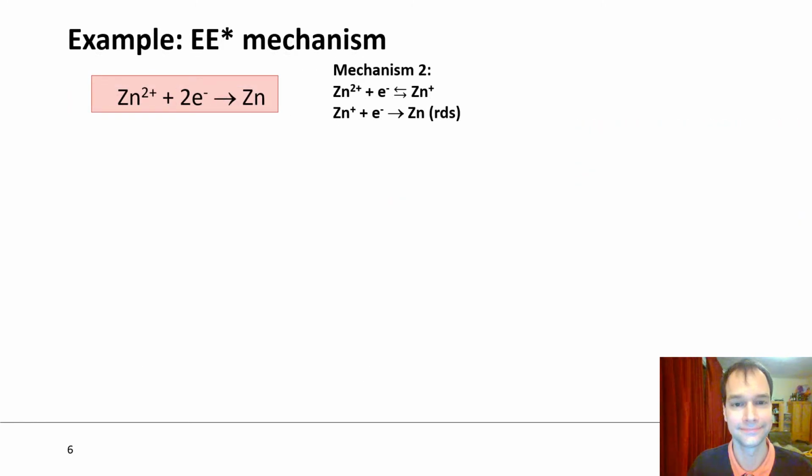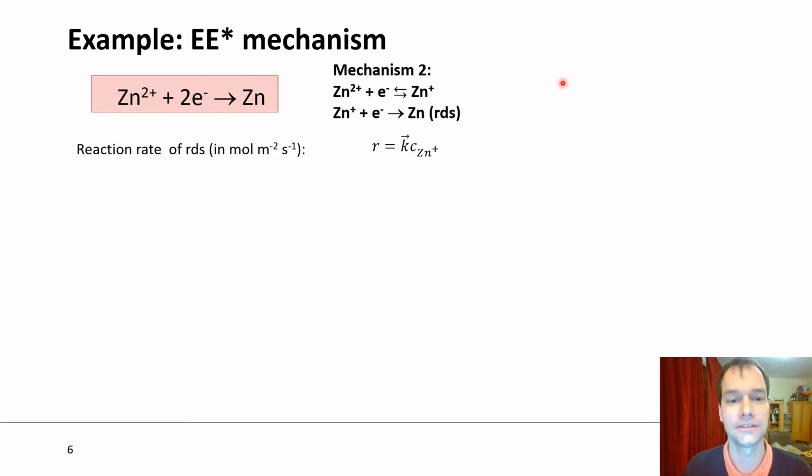Now let's look at the second possible mechanism, and that is that not the first step is rate determining, the formation of Zn+, but the second step is rate determining, namely the formation of Zn. This means that the first step is then at equilibrium. Now, what does that mean for the equations? It becomes a bit more complex. The rate determining step can be written like this.